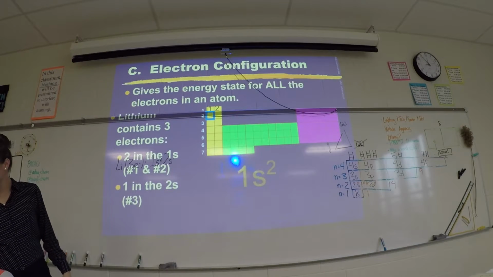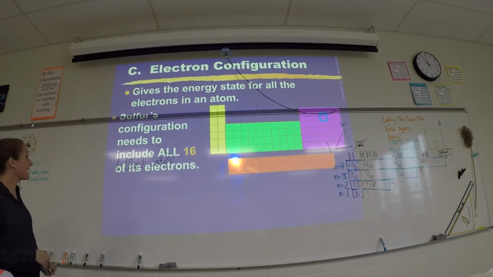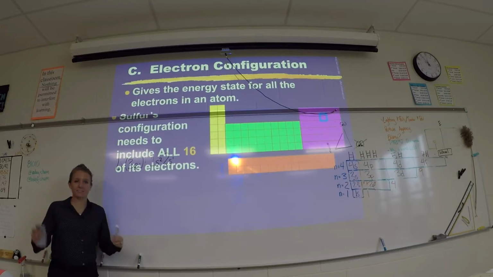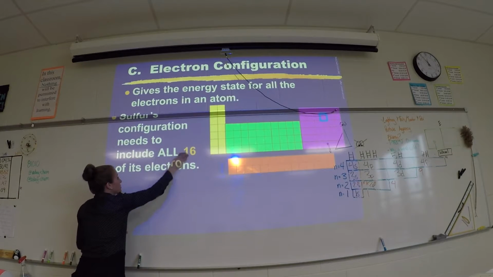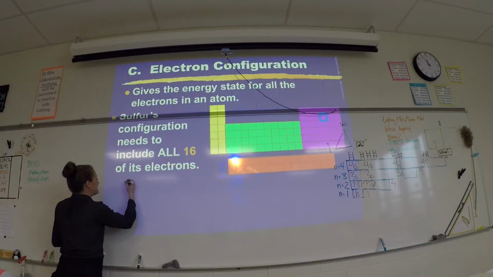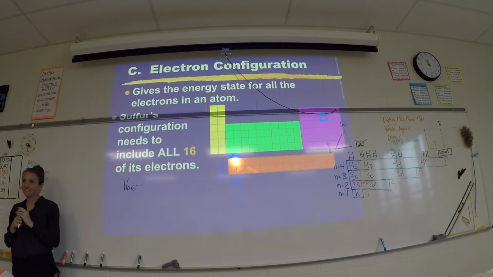All right, let's do sulfur. I think that's the next one, right? Is that the next one on your paper? Yes, let's do it. Okay, so ready? Here's the light bulb moment that we're hoping for. So sulfur has 16 electrons.